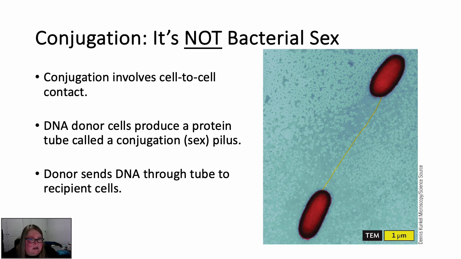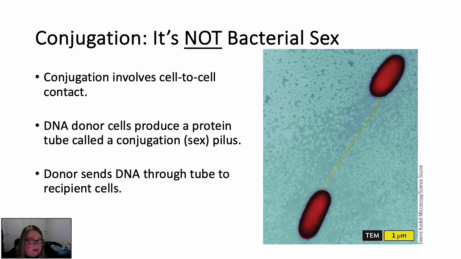So conjugation is the type of transformation that is going to involve direct cell-to-cell contact. The cells have to be in contact with each other in order to transfer genes in this method. There's a special pilus called a conjugation pilus. Sometimes it's referred to as a sex pilus. We're just going to call it a conjugation pilus.